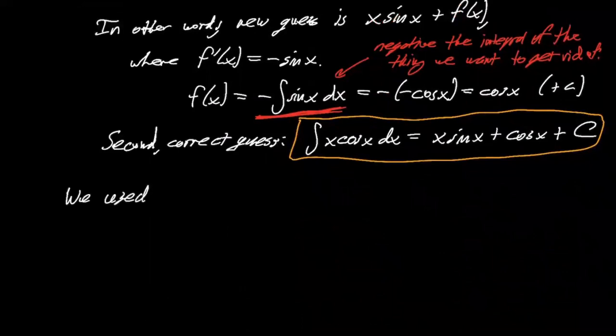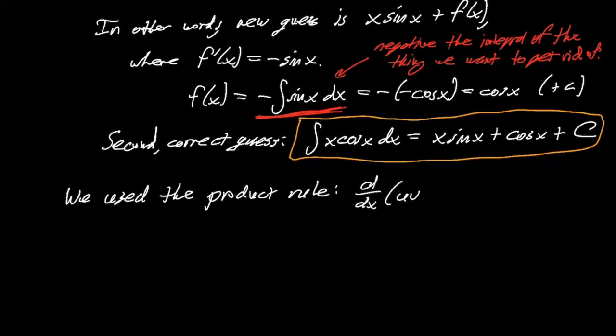So let me just write out the product rule. So that is the derivative of u times v. If we have two functions multiplied together, u and v, it's the first times the derivative of the second plus the second times the derivative of the first, right?